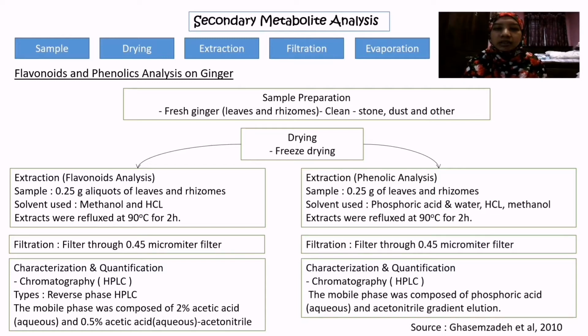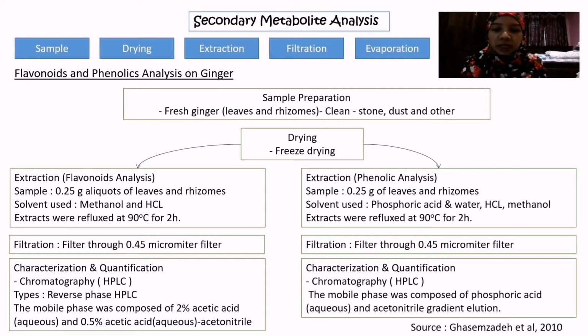Next is extraction for flavonoid analysis. The extraction will reflux at 90 Celsius for 2 hours, which is repeatable solvent evaporation and condensation without the loss of solvent. This technique is used in Soxhlet extraction. Next step is filtration. And last step, for characterization and quantification, chromatography technique was chosen and used HPLC to separate.